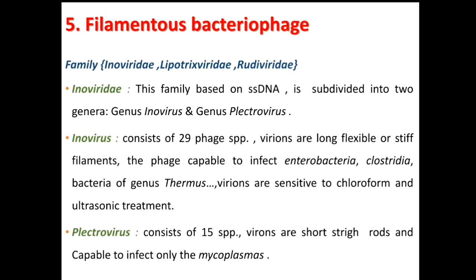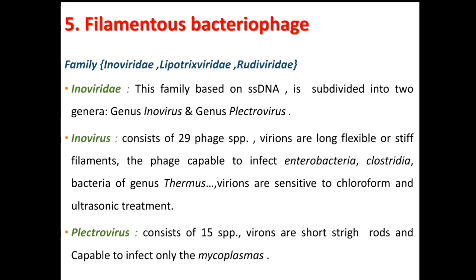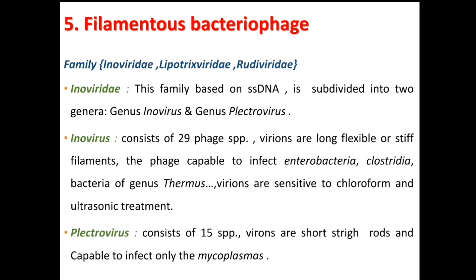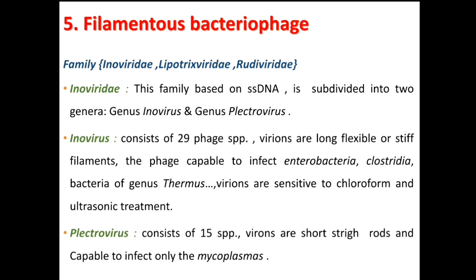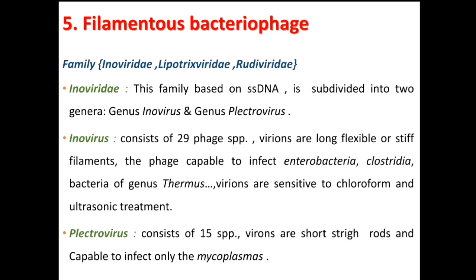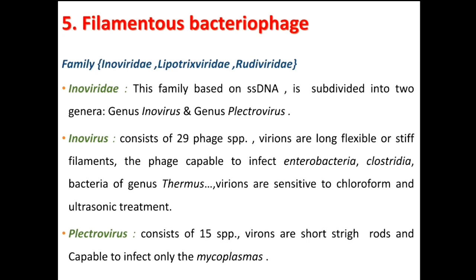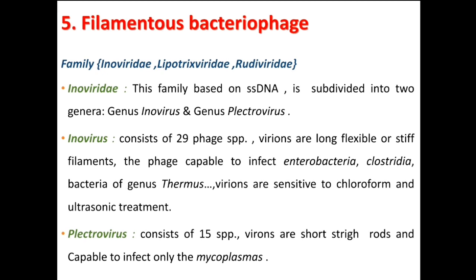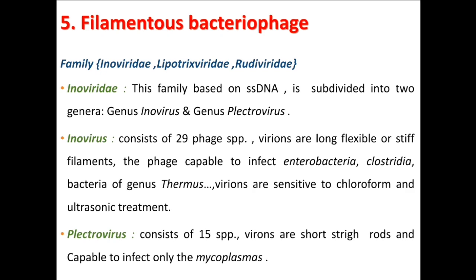The family Inoviridae is subdivided into two genera, genus Inovirus and genus Plectrovirus. The genus Inovirus consists of 29 phage species, morphologically represented by long flexible or stiff filaments, and their length is determined by the size of the genome. The phages are capable of infecting Enterobacteria, Clostridia, bacteria of genus Thermus, and so on. The virions are sensitive to chloroform and ultrasonic treatment, but they show resistance to temperature. The genus Plectrovirus consists of 15 species. Virions are short, straight rods and are capable of infecting only mycoplasma.